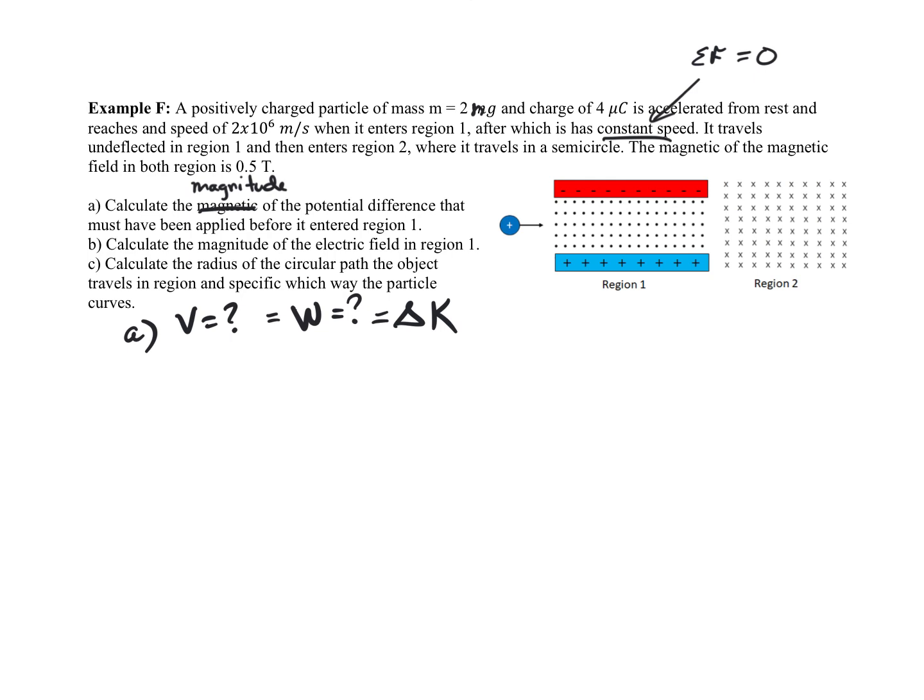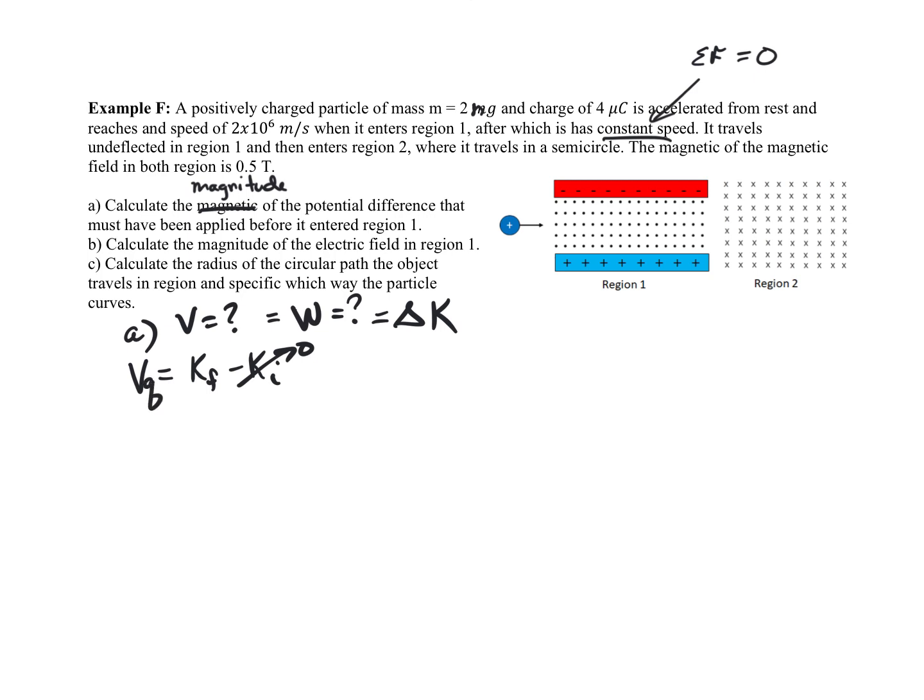Okay? Once it's in region 1, it travels at a constant speed. So we need to know how much potential it has when it gets to region 1, because we're going to need that, aren't we? So potential difference is equal to K final minus K initial. K initial was 0 because it started from rest, correct? Right. So this is VQ.